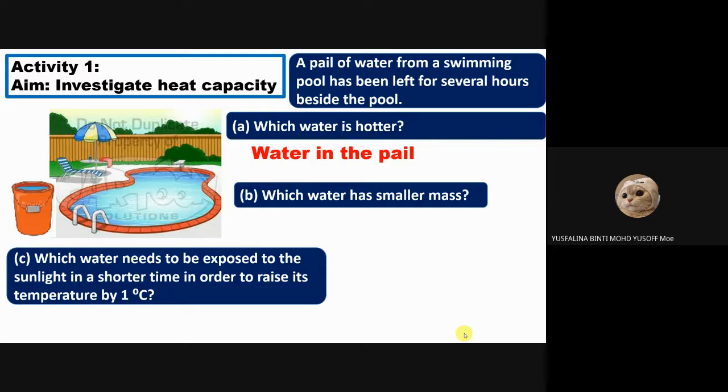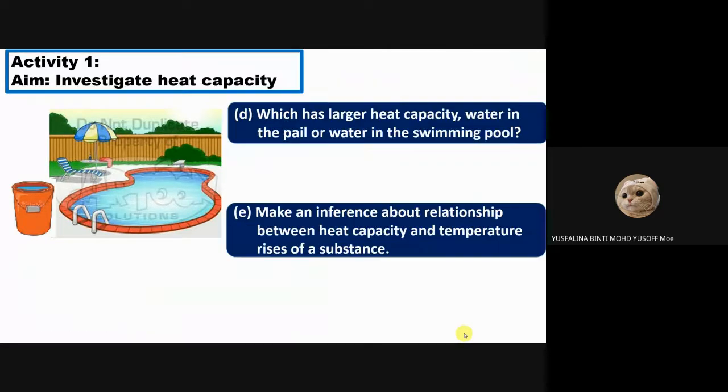Which water has a smaller mass? Of course, the water in the pail. Which water needs to be exposed to sunlight for a shorter time in order to raise its temperature by 100 degrees Celsius? Of course, the water in the pail too. Which has the larger heat capacity, water in the pail or water in the swimming pool? Of course, the water in the pool, because it takes longer to heat up compared with the water in the pail.